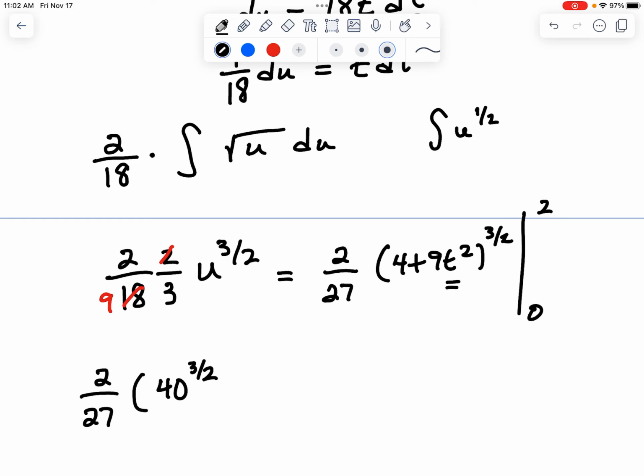And then when you substitute t is 0, then the 9t squared term is going to be gone. It's just going to leave a 4. So minus 4 raised to the 3/2. And then what does this equal?